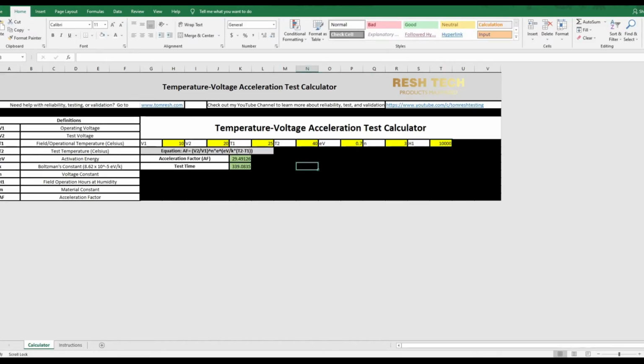All right. As you can see, based on the inputs that we've applied, based on the assumptions for our normal operating conditions of our system and the elevated test conditions that we are going to run, we have an acceleration factor of 29.5 rounded up. The equivalent accelerated test time to simulate 10,000 hours of operation is 339 hours.